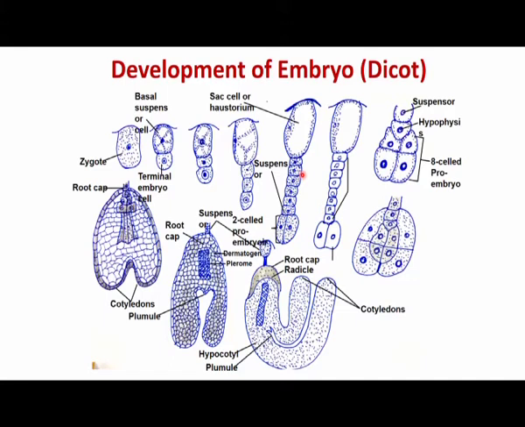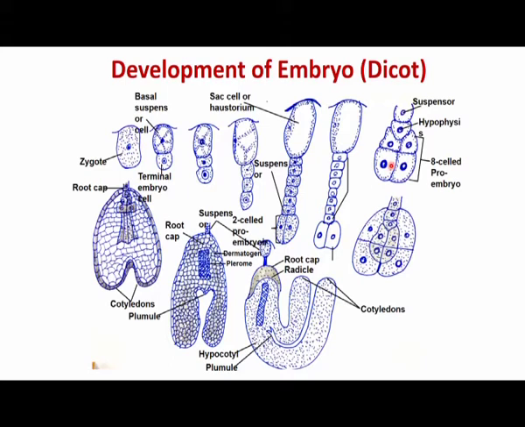In the case of the terminal cell of the tetrad stage of the proembryo, it divides longitudinally forming the 4 celled quadrant stage. After the 4 celled quadrant stage, each of the 4 cells then divides by transverse division to form the 8 celled proembryo, or 8 celled octant stage. Now, this is also called the proembryo.